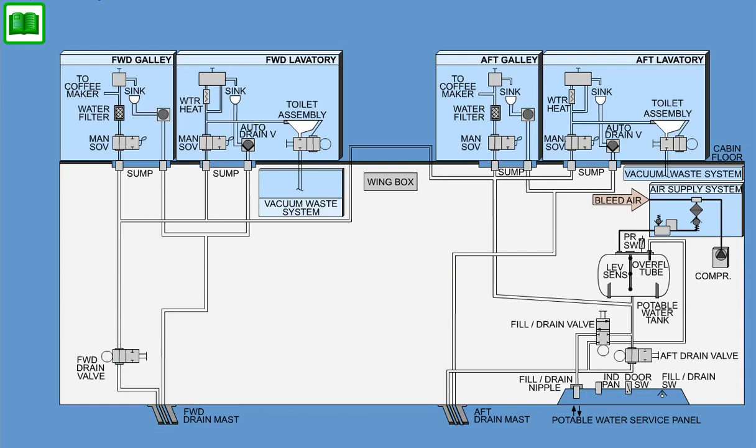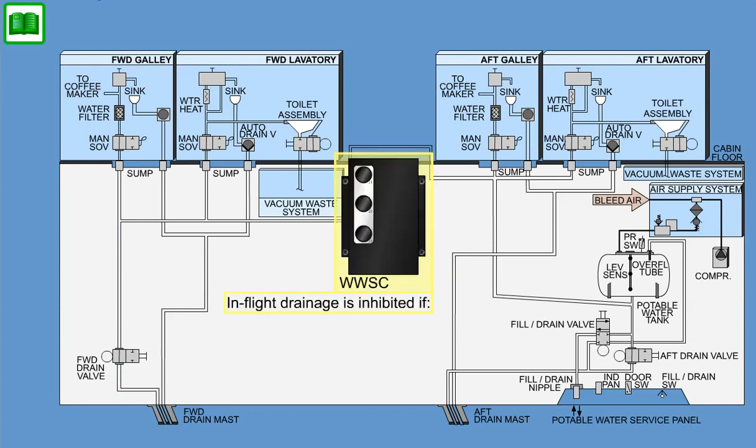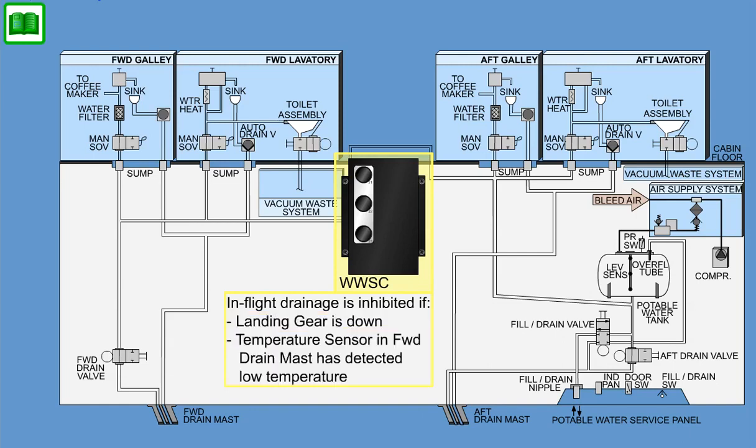The in-flight drainage is inhibited via WWSC software in case the landing gear is down or the temperature sensor in the forward drain mast has detected low temperature. The forward and aft drain valves are then commanded to close.